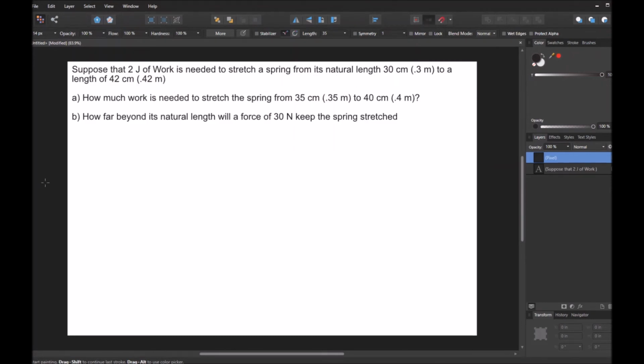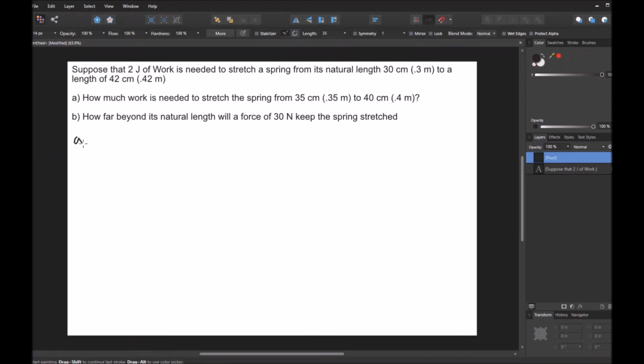So in this next question we're told that suppose that 2 joules of work is needed to stretch a spring from its natural length of 30 centimeters, which is 0.3 meters if we're working in SI units, to a length of 42 centimeters, or 0.42 meters. So we're asked first to find how much work is needed to stretch the spring from 35 centimeters to 40 centimeters, and how far beyond its natural length will a force of 30 newtons keep the spring stretched.